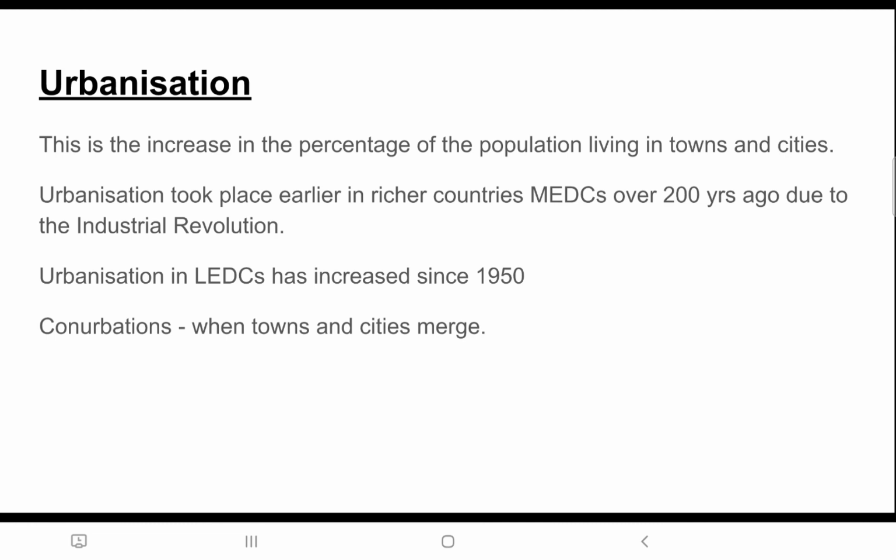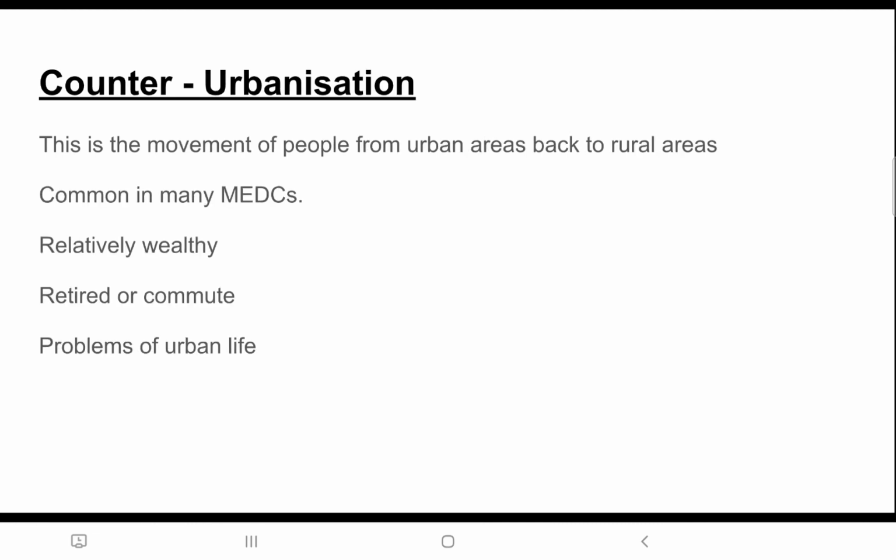So that's a conurbation. To counter this, we've got counter urbanisation. This is the movement where people move from the urban areas back to the rural areas. This is common in many MEDCs, especially the UK. Urbanisation in the UK lasted until approximately the 1970s. But then people started to move from the urban areas back to the rural areas, which is called counter urbanisation.